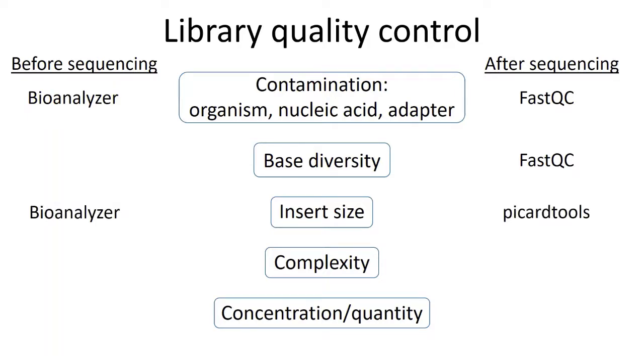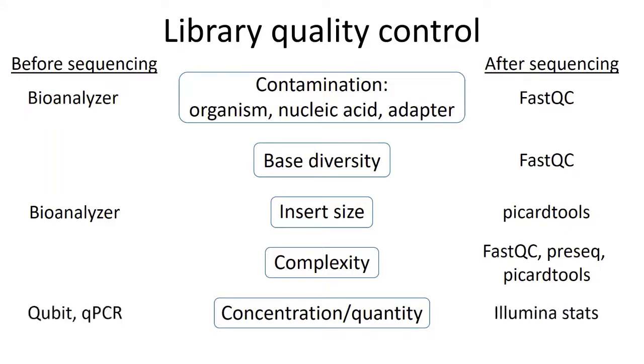Insert size is something you can assess before sequencing with a bioanalyzer or electrophoresis system, and after sequencing with programs like Picard tools. Complexity of your library is also something that's a little bit hard to assess before sequencing. After sequencing, there's a variety of tools that you can use to look at complexity. And then looking at the concentration of your library before sequencing, you want to use something that's a little bit more accurate than a nanodrop. So a sensitive fluorimeter like a Qubit or qPCR will let you get a pretty good estimate of the concentration of your library.